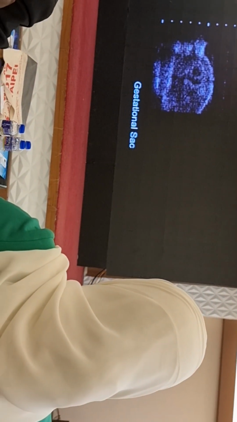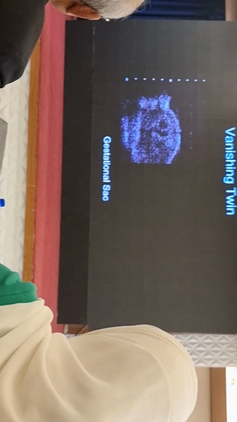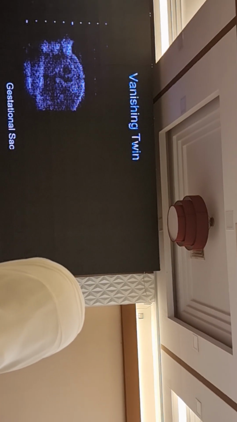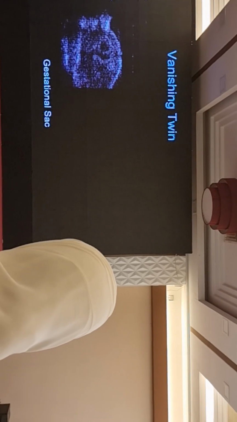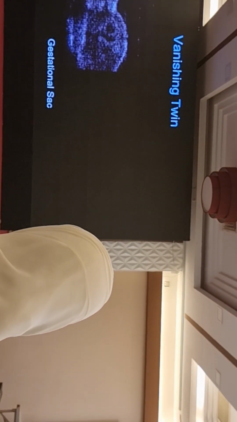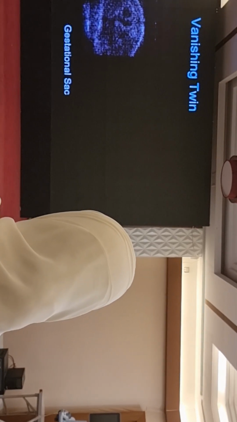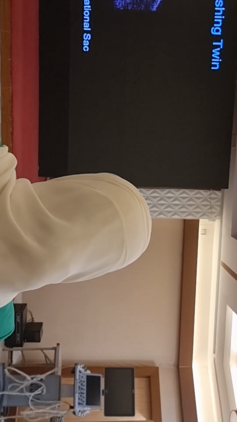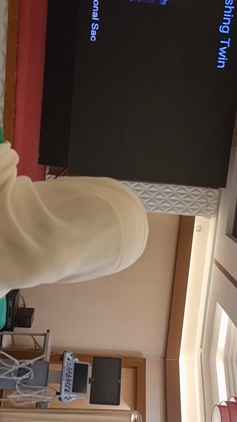Now, vanishing twin. That is a very popular term in obstetrics. Vanishing twin means, in early pregnancy, if we scan, there is 7 to 8% twin. But during delivery, it is only 1 to 2%. That is 1 in every 80 pregnancies, that is the delivery of twins. So from 7 to 8, it comes down to 1 to 2. So 6 to 7% vanished. That is called vanishing twin.